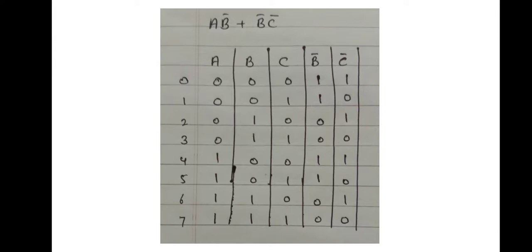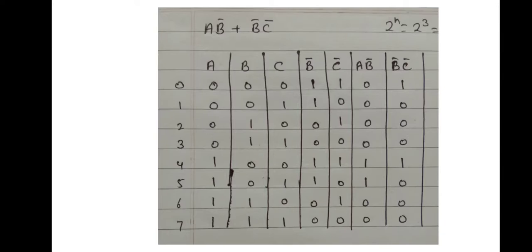Now what is the next step? The next step is to create the component columns. The components of the expression are AB naught and the second component is B naught C naught. So we create one column for AB naught and another column for B naught C naught. How is AB naught created? AB naught means A dot B naught. That means there is an AND operator between the A and B naught columns. So you have to join the two columns, A and B naught, using the AND operator.